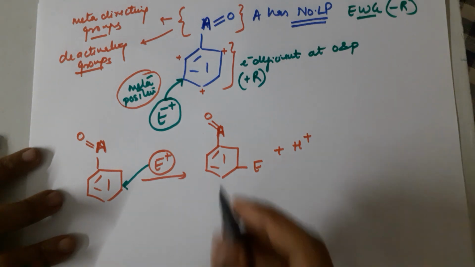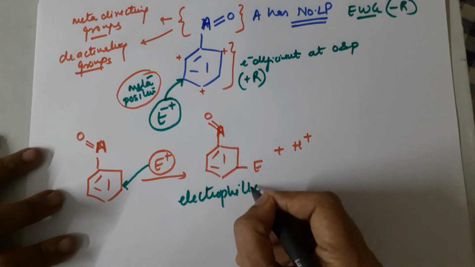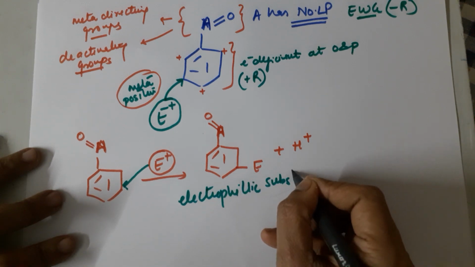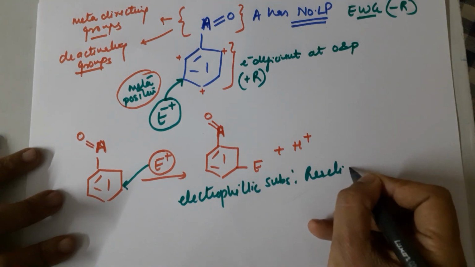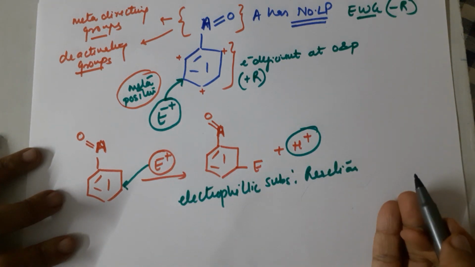Here what have we done? You have done an electrophilic substitution reaction. What have you substituted? An H positive. An H positive is lost from here and E positive attacks the meta.